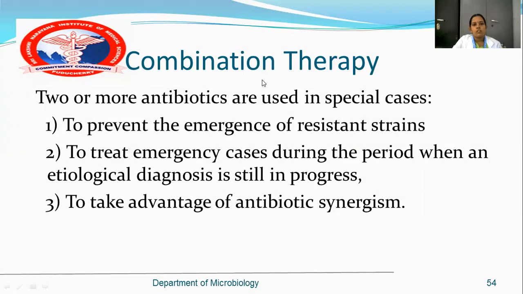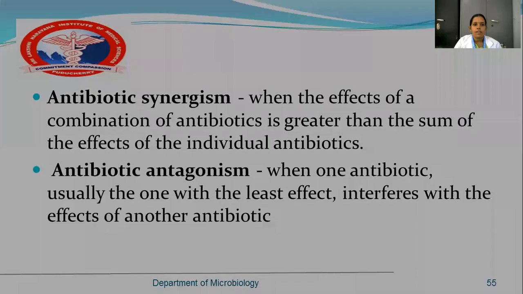Combination therapy. Two or more antibiotics are used in special cases. That is to detect ESBL and to detect MBL. ESBL means extended spectrum beta lactamase and metallo-beta lactamase, to prevent the emergence of resistant strains. You also have to treat emergency cases during the period when an etiological diagnosis is still in progress, and also you have to take advantage of antibiotic synergism.